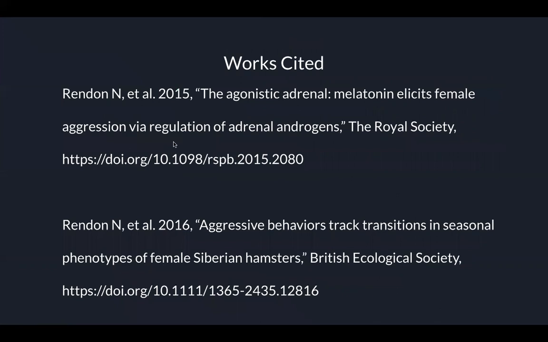And these are the two papers I cited, Rendon et al. 2015 and Rendon et al. 2016.